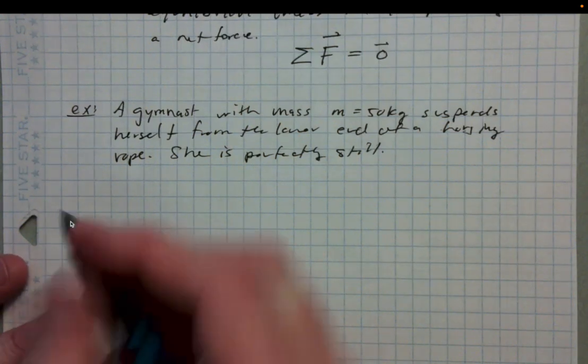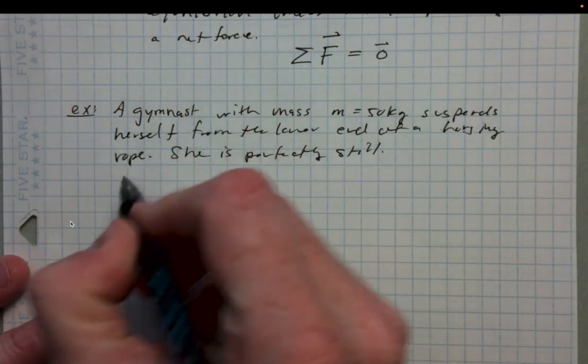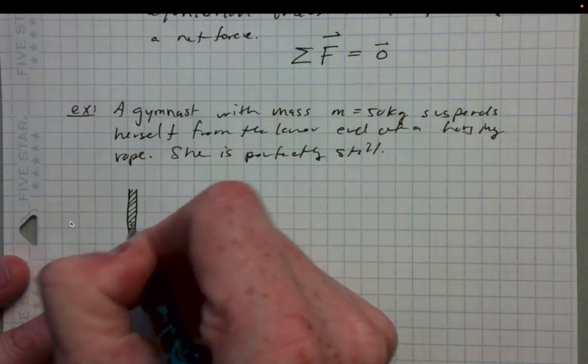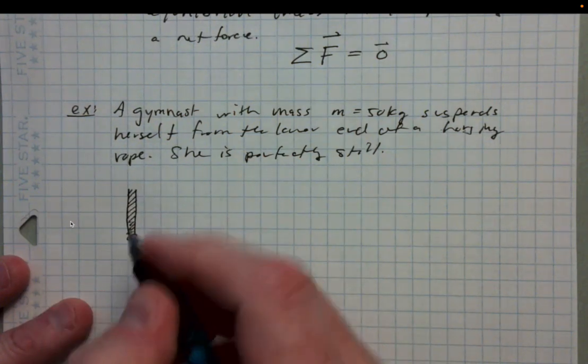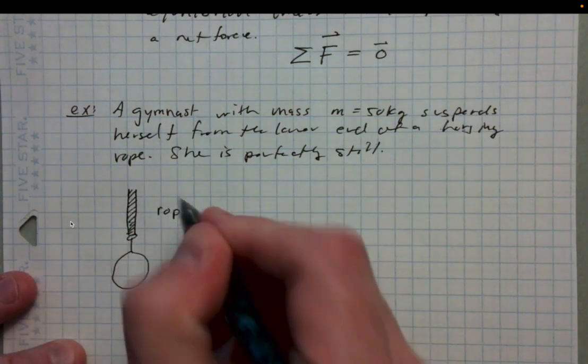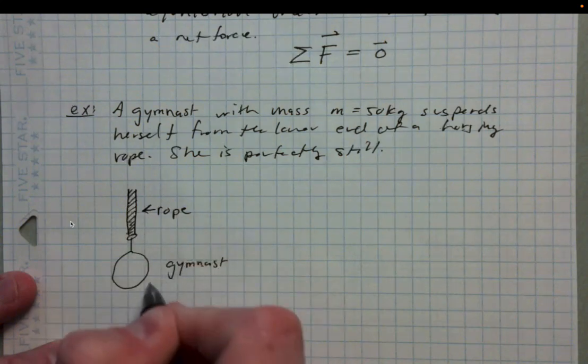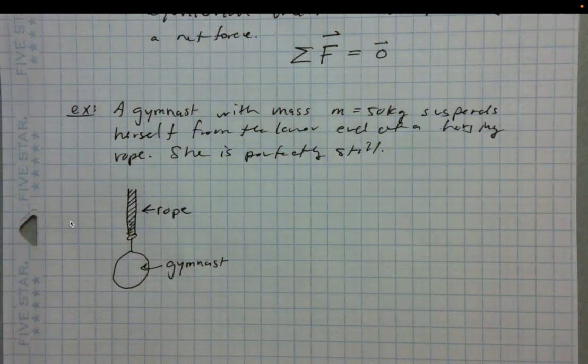And so, we'll draw a picture. Hardly really need one, but it's good practice whenever you're doing this kind of thing to just draw some sort of a picture. Okay, so you've got the rope, and then you've got the gymnast hanging at the bottom of the rope. In this case, we're just going to draw a circle.